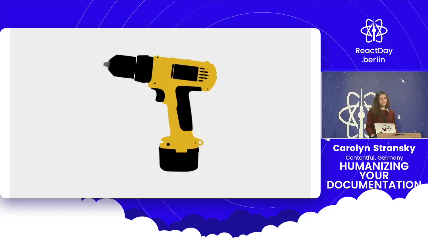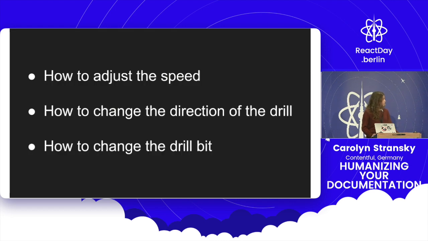And a common example to explain use case-driven documentation is a power drill. So if we were documenting this drill, and we were doing so in just a standard way, we might end up with some instructions that look like this. So we can know how to adjust the speed, we can change the direction of the drill, or maybe even change the drill bit. Okay, so you know how to operate a drill. But do you actually know how to get anything done with it?